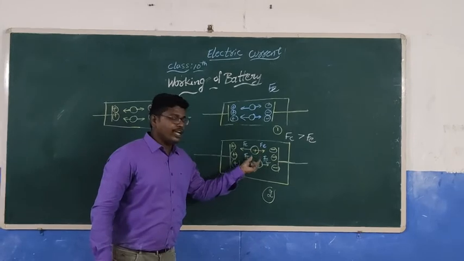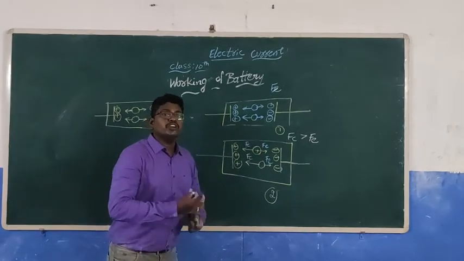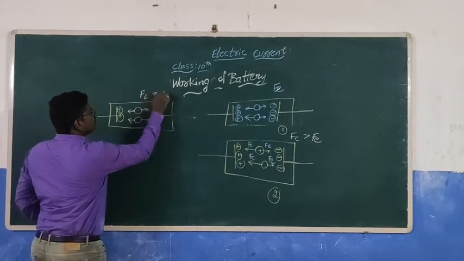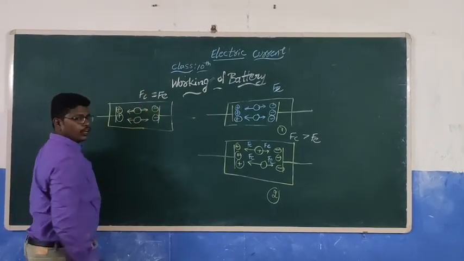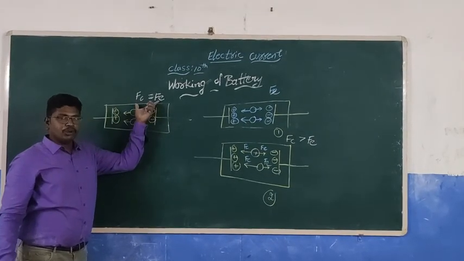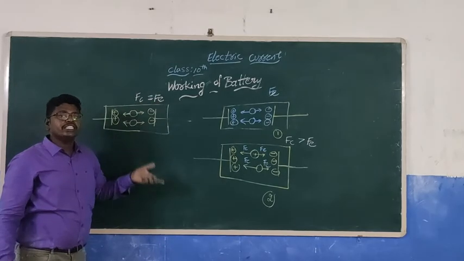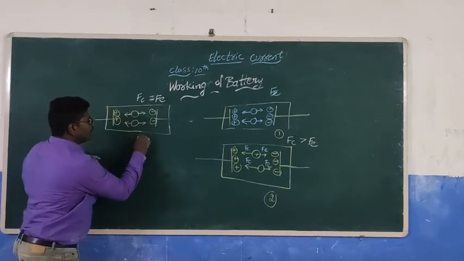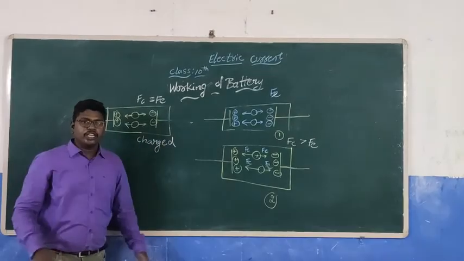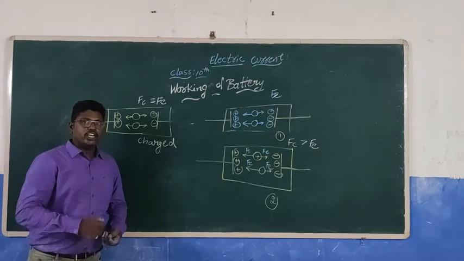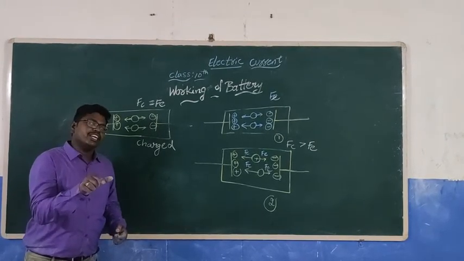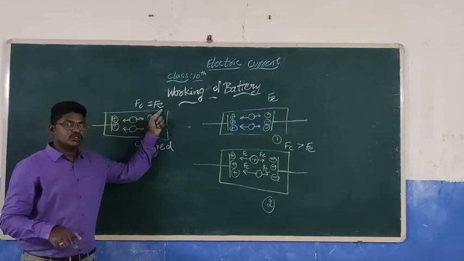The two forces will be exerted on the charges, and this will continue up to whenever the chemical force is equal to the electric force. Whenever they both are equal, whenever they both are stable, then it will be like a charged battery. It means in a shop, if you get a new battery, how will it be internally? The chemical force is equal to electric force.